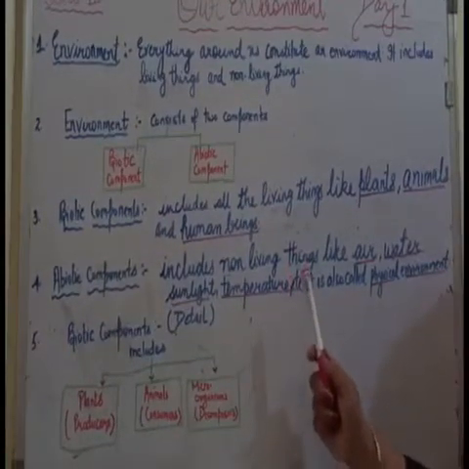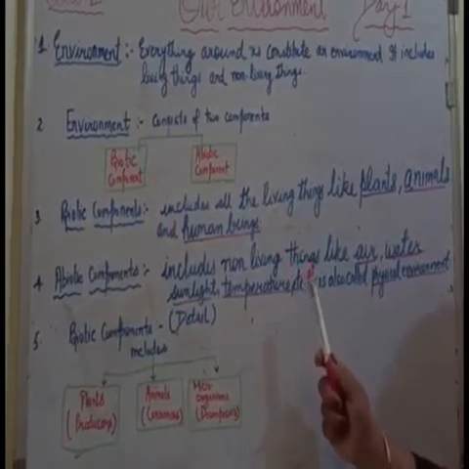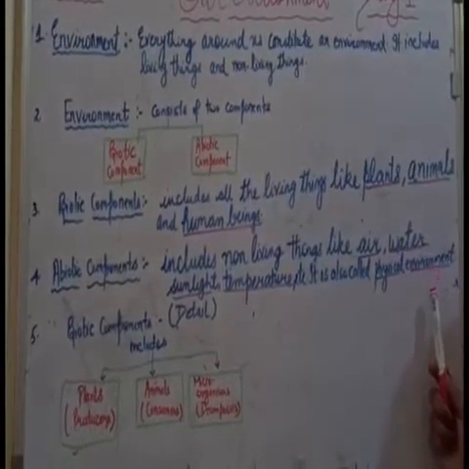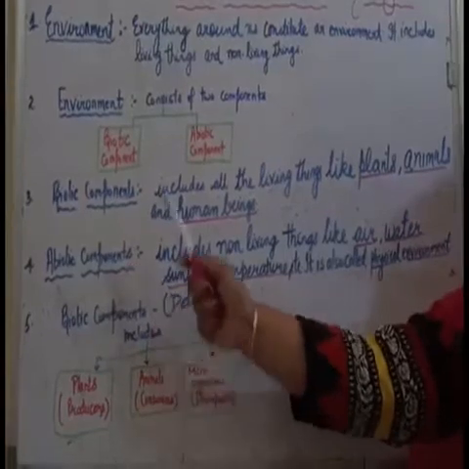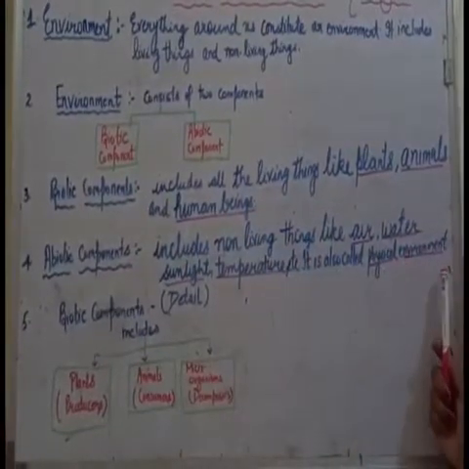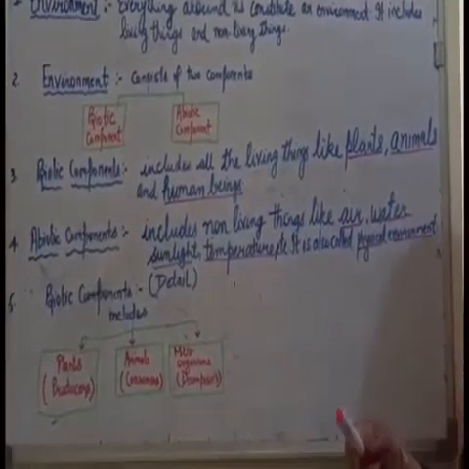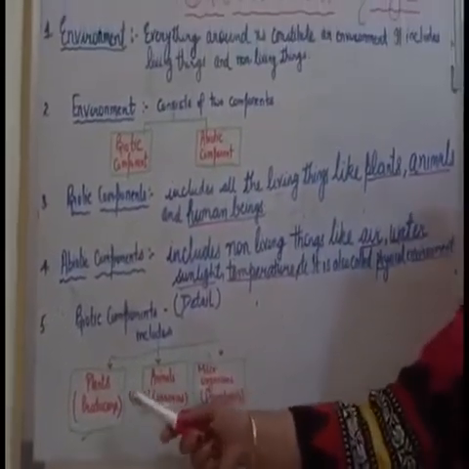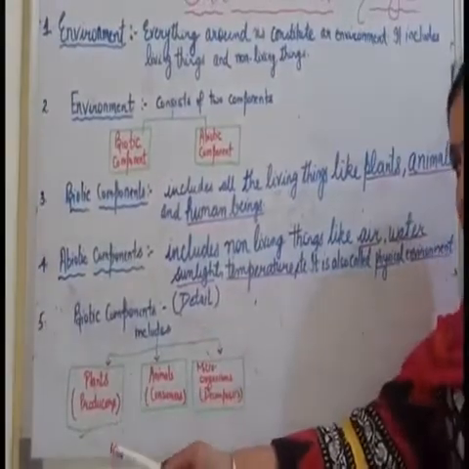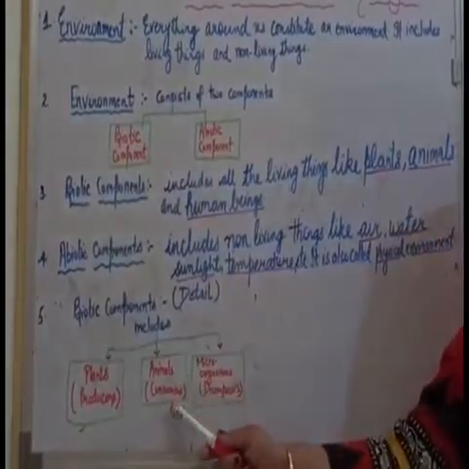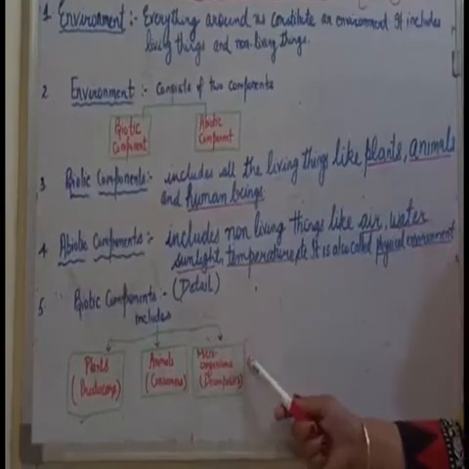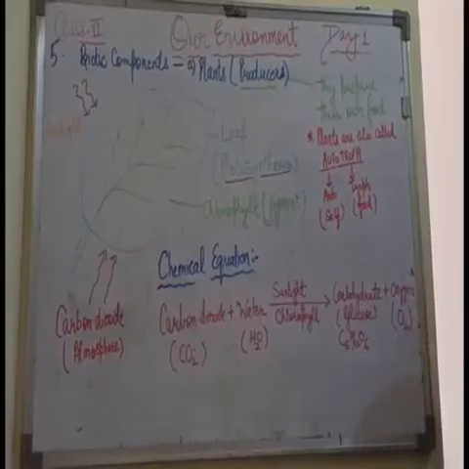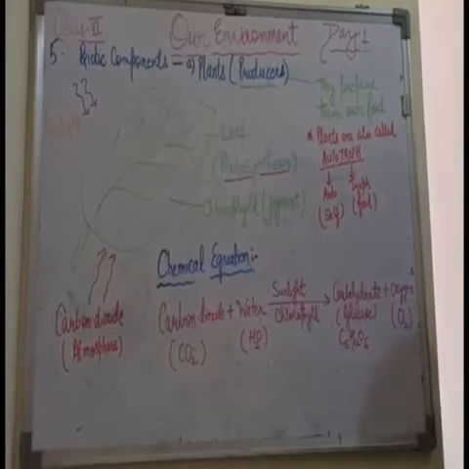You can note down in your notebook later on. It is also called physical environment. Means abiotic का other name क्या है? Physical environment. Let's study biotic component in detail. Biotic component includes plants, which are called producers, animals, which are called consumers, and the microorganisms, which are called decomposers.